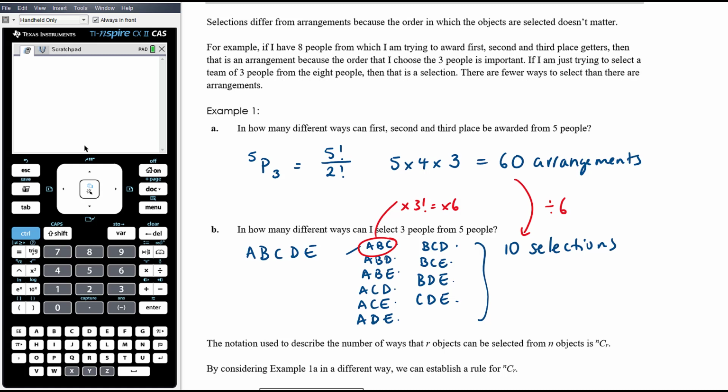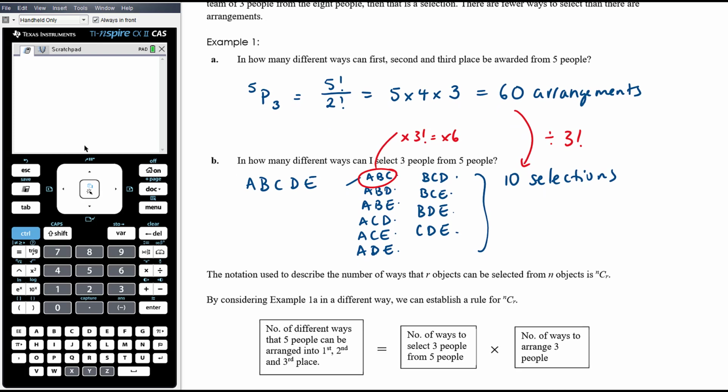Okay. If we generalize that, in this case we've divided by 6, which is actually dividing by 3 factorial. So what we've actually done here is we've calculated the selections, which was 5 factorial over 2 factorial, but then we've also had to divide by the arrangements, which is 3 factorial. And this is actually a specific example of a really general rule for calculating selections.